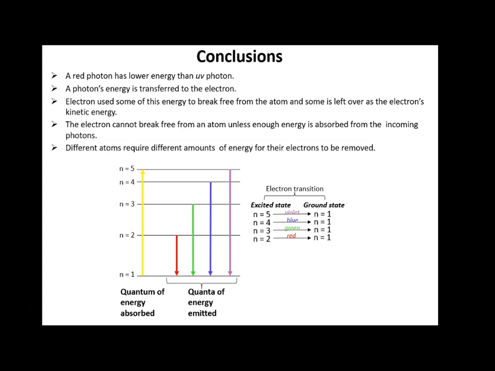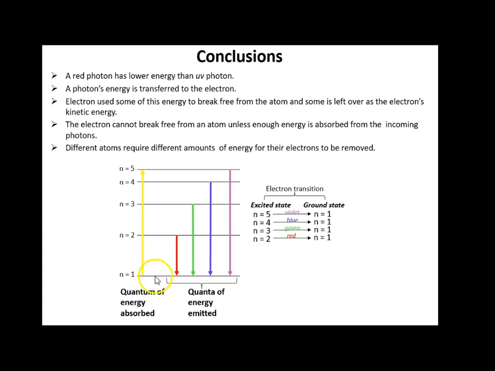Different atoms require different amounts of energy for their electrons to be removed. So this is expected when we use different metals. If we use the same source of light, it might not be the case that all the metals would eject electrons. The diagram below is to connect this concept of the photoelectric effect with what actually happens in atoms of any sample of matter when they interact with light.